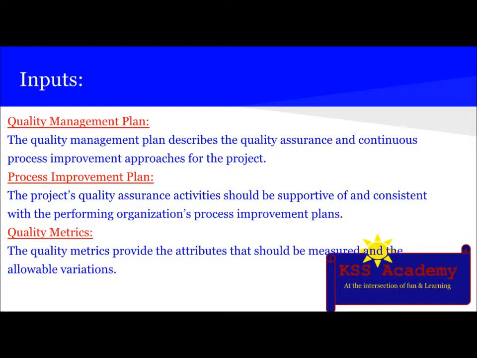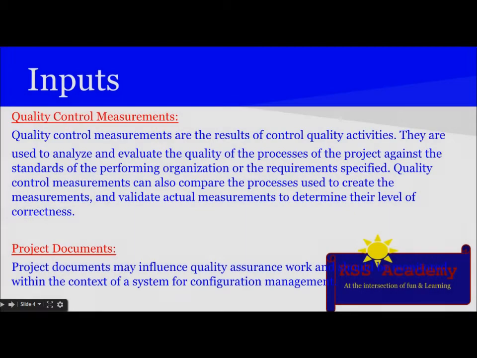The next input is quality metrics. The quality metrics provide the attributes that should be measured and the allowable variations. The next input is quality control measurements. The quality control measurements are the results of control quality activities. They are used to analyze and evaluate the quality of the processes of the project against the standards of the performing organization or the requirements specified.